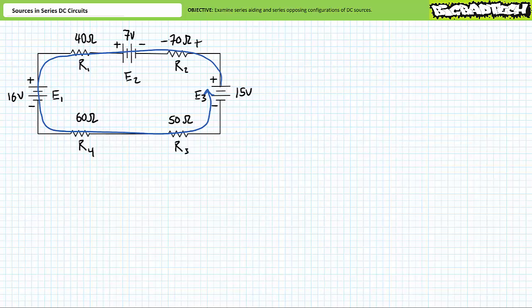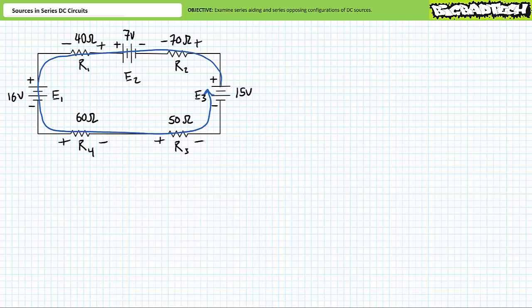Given counterclockwise current, the polarity of the voltage drops across the passive elements in this system would be oriented in the following fashion. V2 would be positive to negative, right to left. V1 would be positive to negative, right to left. V4 would be positive to negative, left to right. And finally, V3 would be positive to negative, left to right.